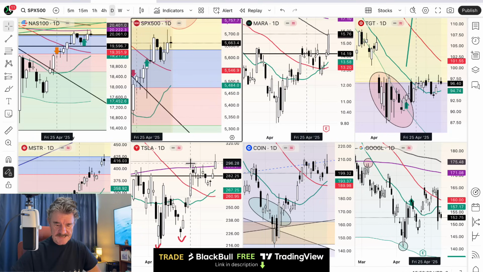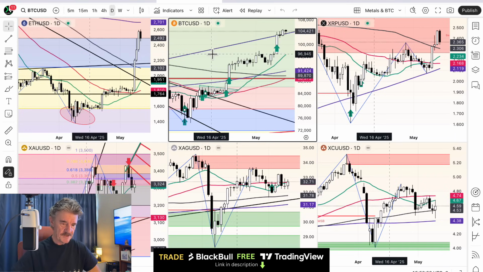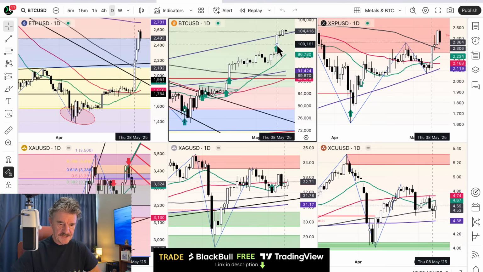And I'm still holding my Tesla, Google, and Target longs. On crypto, after the big rally on Bitcoin last week, we moved across the page Thursday and Friday, and now Saturday and Sunday as well. So it's gone a little quiet, but holding up pretty well. I added one more long tranche to Bitcoin just above 100,000. I haven't added any more since then.